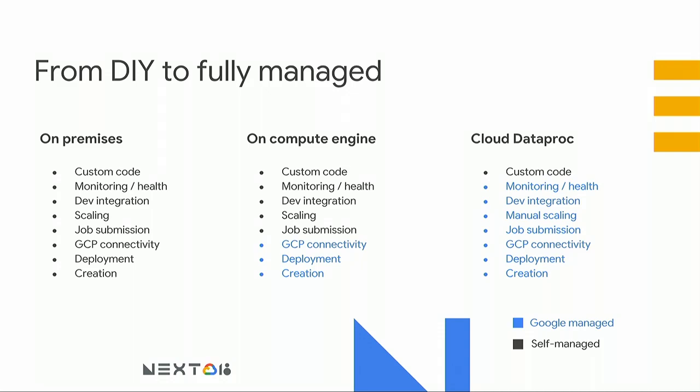So the way that that ends up happening is as we move from on-premises to just doing it on Compute Engine or potentially in another cloud, then all the way across to Cloud Dataproc, what you see is that on-premises, you're self-managed for everything from code down to the creation and deployment. And then as you start to move from left to right on the screen, from a Compute Engine perspective, then Google starts to take over things like connectivity, deployment, and creation. But when you get towards Cloud Dataproc, you can see that the only thing that the customers and users end up being responsible for is really getting to a point where they're putting in their custom code, and then everything else along the way is taken care of for you.